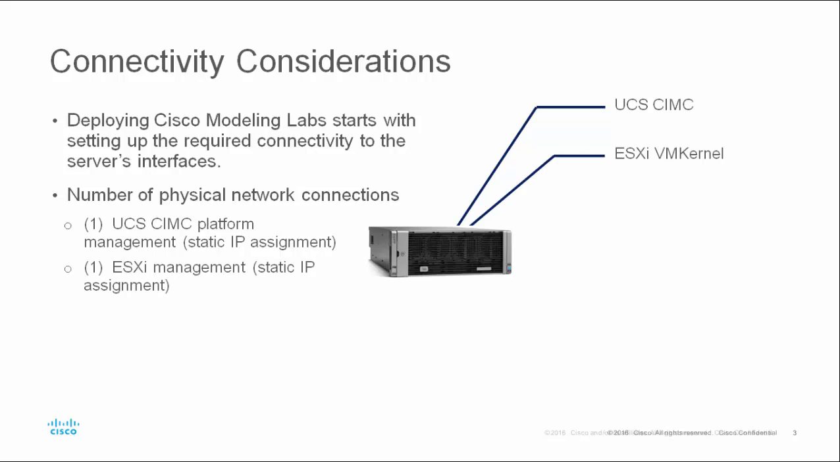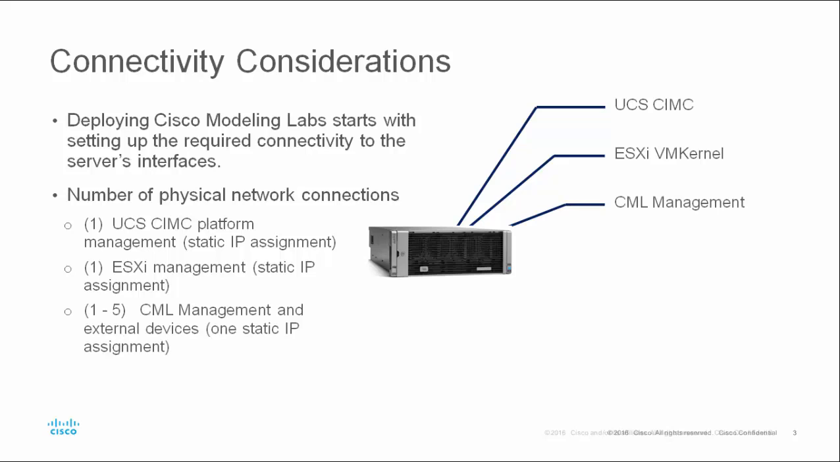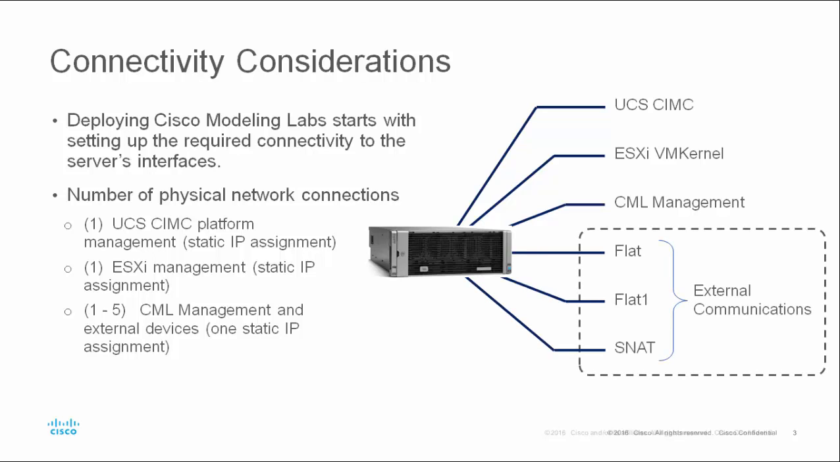Next is the ESXi management port. This also employs a statically assigned IP address and is used to manage the VMware hypervisor and its virtual machines. Then we need to account for the 5 network interfaces required by Cisco Modeling Labs. The first is the CML management interface that is used for system administration as well as the launching and control of the simulations. There are 3 interfaces used for external communications.